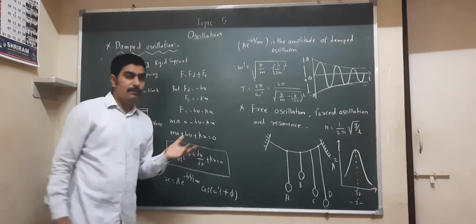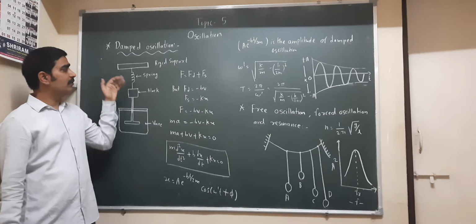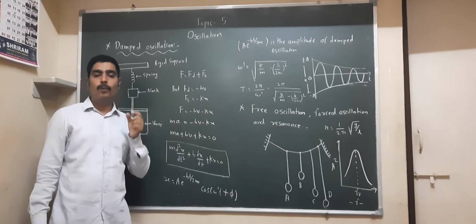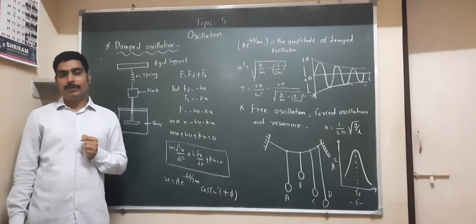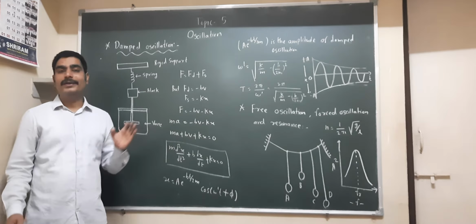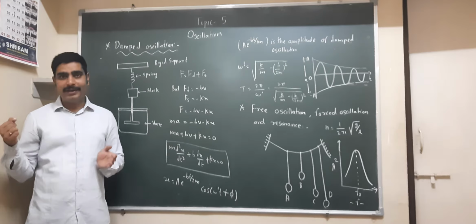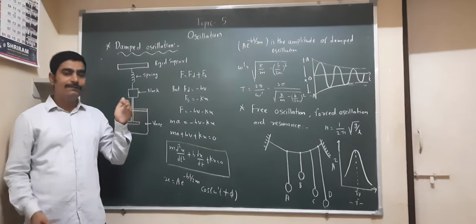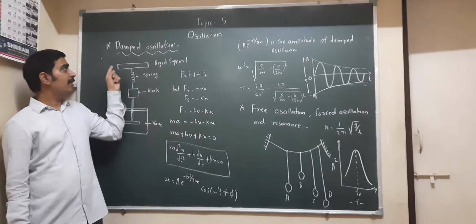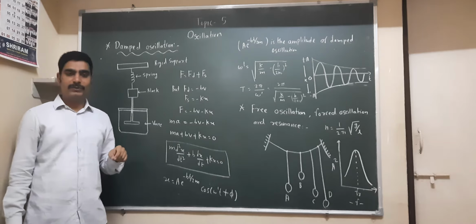Friends, when we are talking about the damped oscillation, first we should know the definition of the damped oscillation. The oscillation in which the amplitude of the particle goes on decreasing with respect to time, that kind of oscillation is known as a damped oscillation.